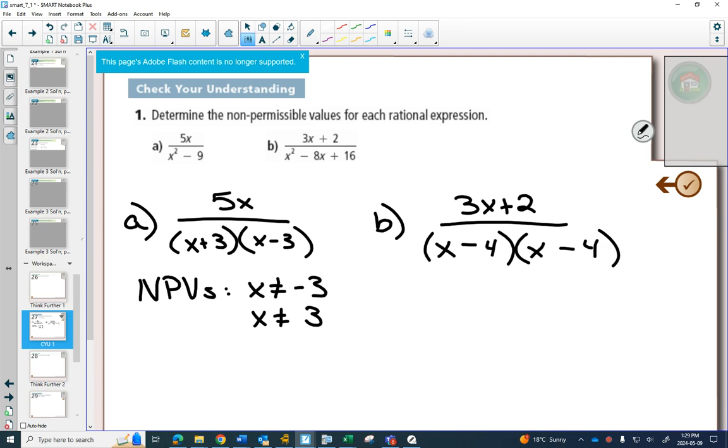Excellent. So non-permissible value here. Well, normally there would be 2 when you have 2 factors, but do you see that they're the same? If x is 4, it would cause you to divide by 0. So those are our non-permissible values.